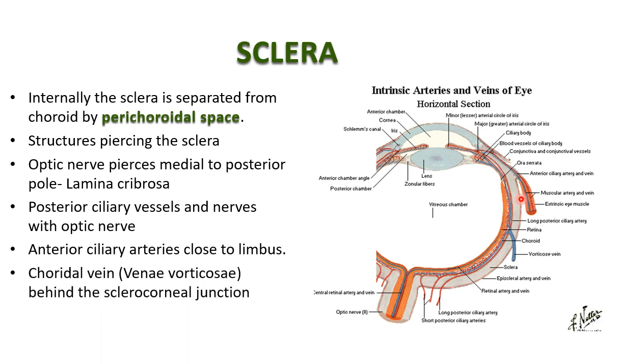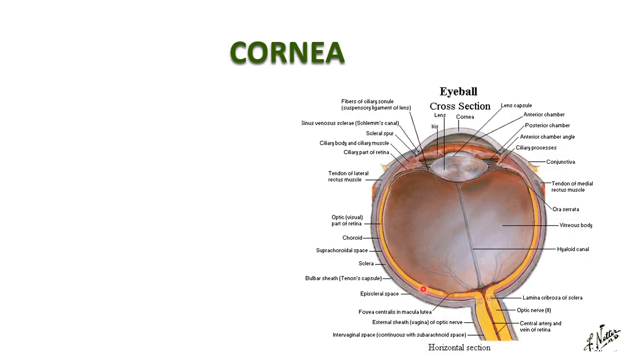And then you also have choroidal veins, which form the venae vorticosae or whorls of veins behind the sclerocorneal junction. They lie midway between the optic nerve and the limbus or sclerocorneal junction. You are able to see these are the vorticose veins. The choroidal veins are whorl-like veins, the venae vorticosae.